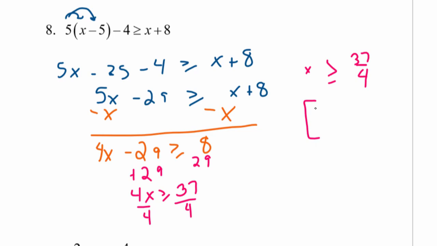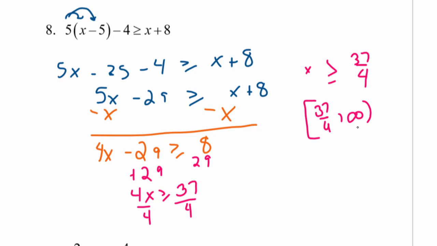So our 37 fourths is our smallest number in the interval, and also we have to include it because of the equal sign. So we're going to go 37 fourths to infinity. Those are all the numbers that are bigger than 37 fourths.